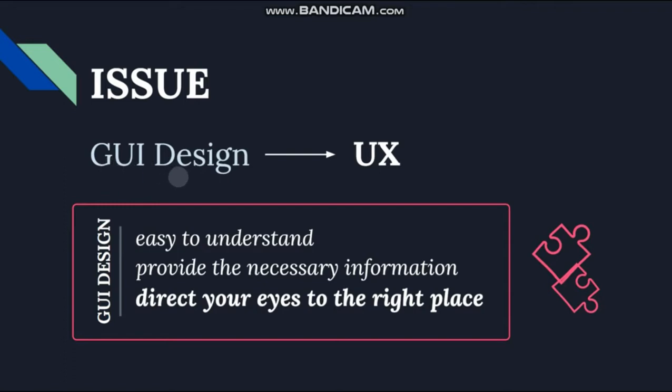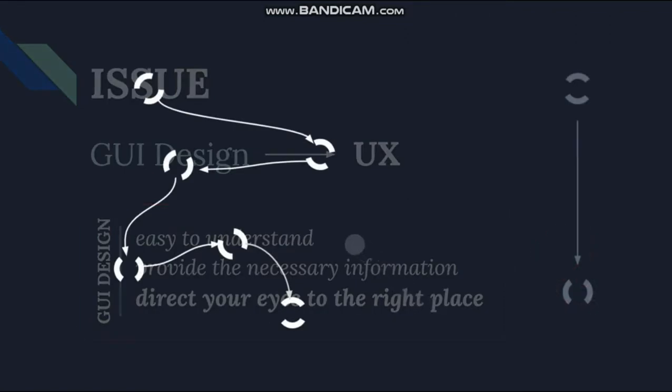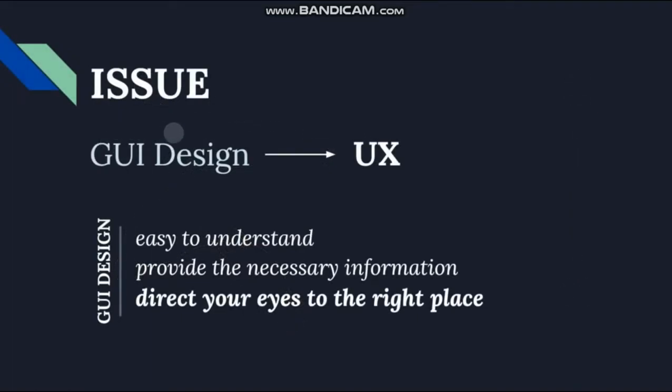With a good GUI design, according to UX, the design will be easy to understand, it will give the necessary information, and it will direct your eyes to the right place. So let's consider this slide as an example. At first we can notice the text "issue", because of its big size, it's bigger than others, so it has bigger visual weight. Then we see a little bit smaller text below. Left part of this text is lighter, so our point of view will shift to the right.